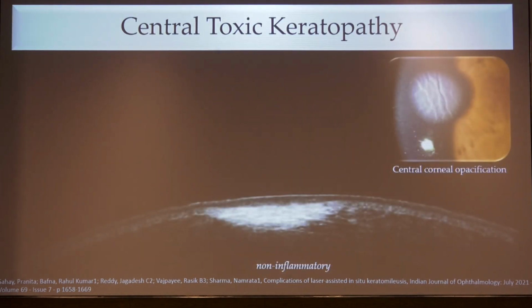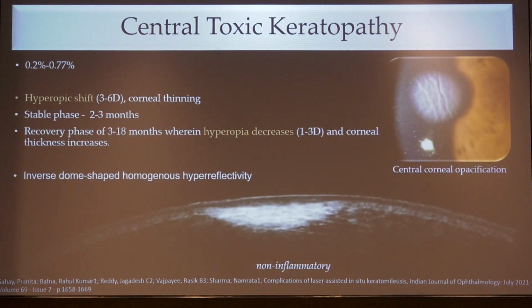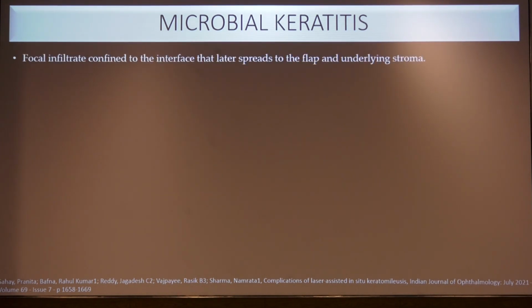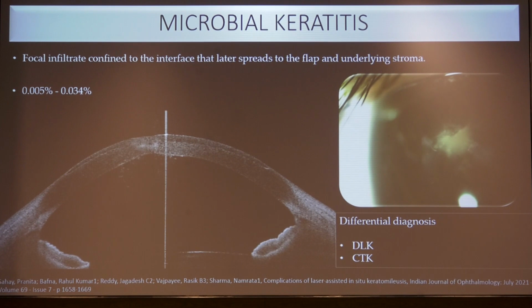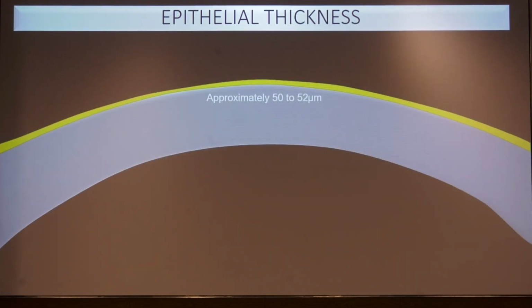There is another entity called central toxic keratopathy, which shows a central corneal opacification. The typical feature is an inverted dome-shaped homogeneous hyperreflectivity. You can see it in the image. The most dreaded complication is microbial keratitis, which initially is confined to the interface, which can later spread to the flap as well as the underlying stroma.